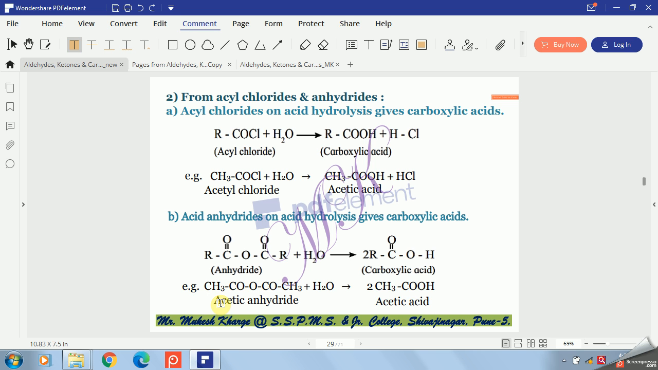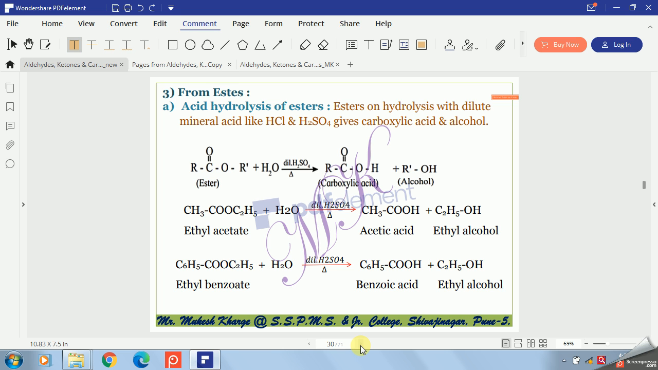Then the next reaction, the third method of preparation, is from ester. All are familiar with the functional group of ester, -CO-OR'-. The general representation is RCOOR'. This R and R' may be the same. We can use this R as H, but this R' is not H. If R' is equal to H, then it is not an ester, it becomes an acid.